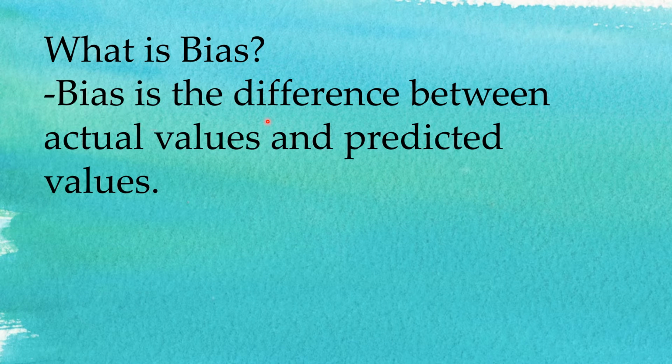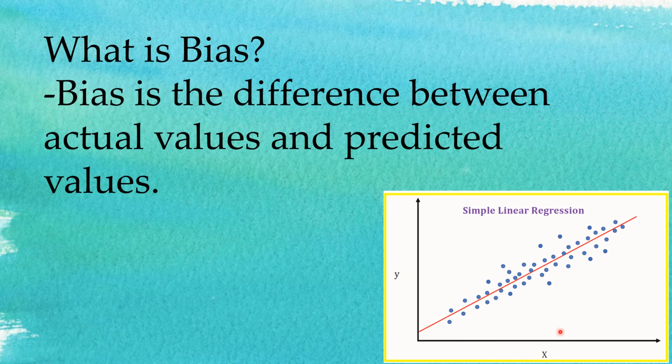Bias is the difference between the actual values and predicted values. Now consider the following graph over here. Here the predicted value is your red line and the actual values are your blue dots. Now what exactly is bias? Bias is nothing but the difference between the actual values, that is your blue points, and the predicted values which lie on your red line.